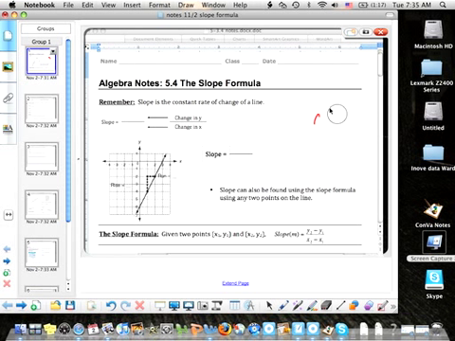Okay, these notes are for Tuesday, November the 2nd. Today we're learning how to use the slope formula to find the slope of a line.